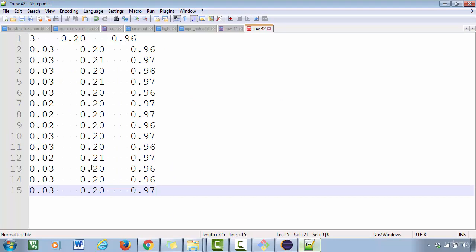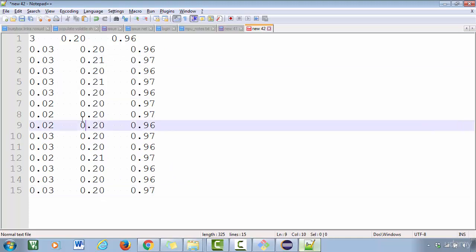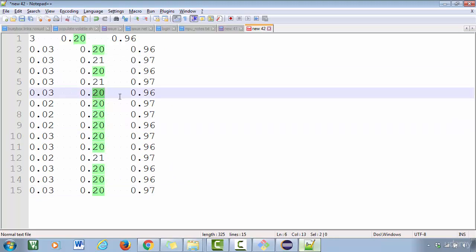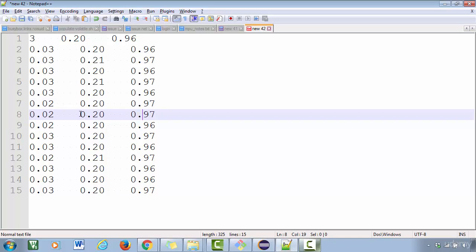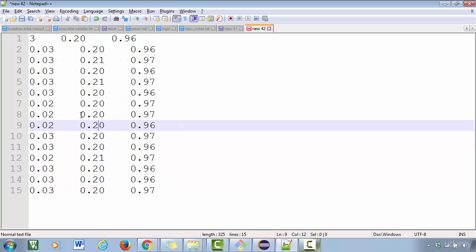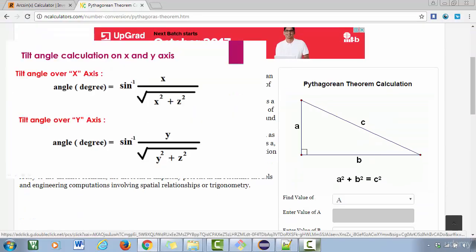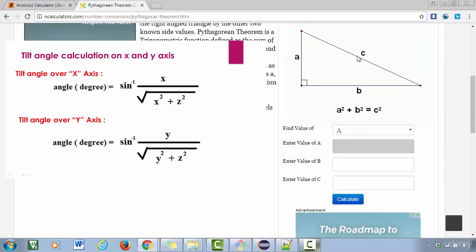If I see here, this is the y-axis, and this is the z-axis. We are not interested in the x-axis because this is the tilt over the y-axis, isn't it? So now I will consider the y value as 0.20 and the z value as 0.97. Now let's find out the square root of y square plus z square. For that I'll just use a Pythagorean calculator here. We have to find the square root of a square plus b square. In this, a is y and b is z, right?